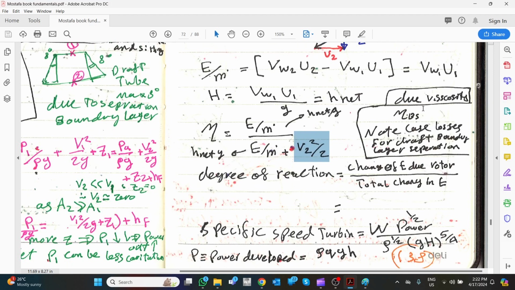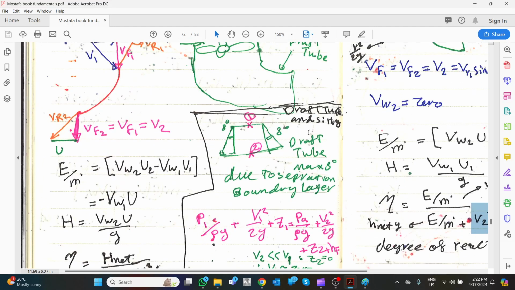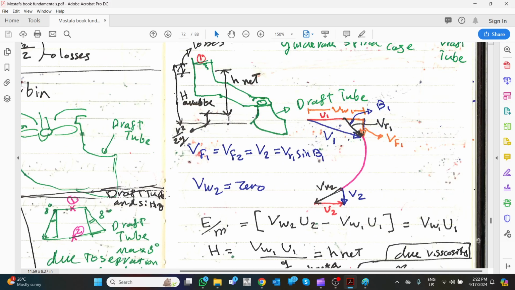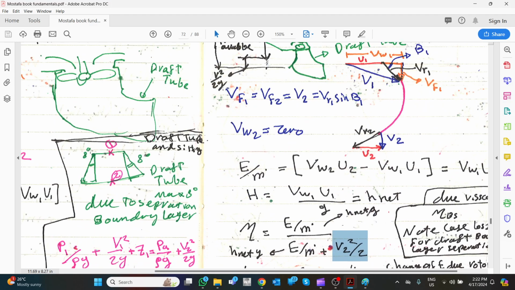Okay, so due to the viscosity and the boundary layer, there are some losses related to the draft tube loss. Usually the draft tube is diverging at a maximum of 8 degrees. We know that when we keep it more diverged, it is good. That is less velocity, more power we are going to get. But we cannot keep it more.